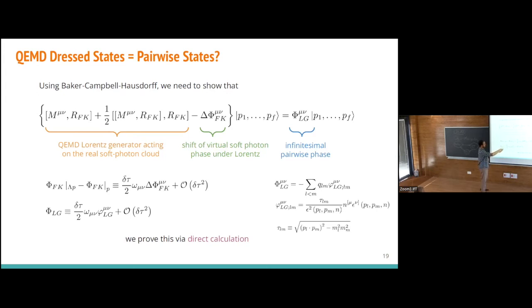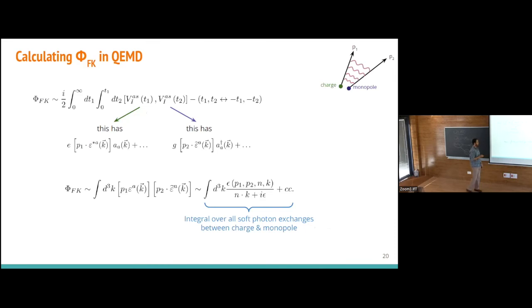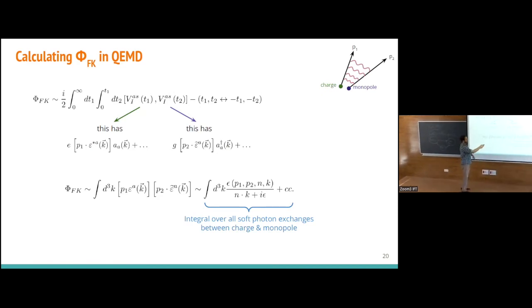The shift of the soft photon phase under a Lorentz transformation. So what is this soft photon phase? It comes from the commutator of the 3-point vertex of a charge or a monopole emitting a photon, and the commutator of this potential at two different times. Let me isolate the key ingredients here. There's an electric coupling to the photon that comes with the usual polarization vector. And there's a magnetic coupling to the dual photon that comes with the dual polarization vector.